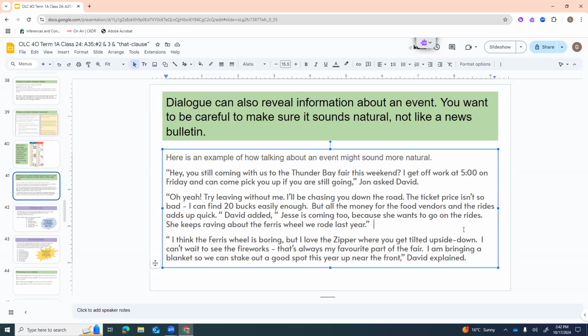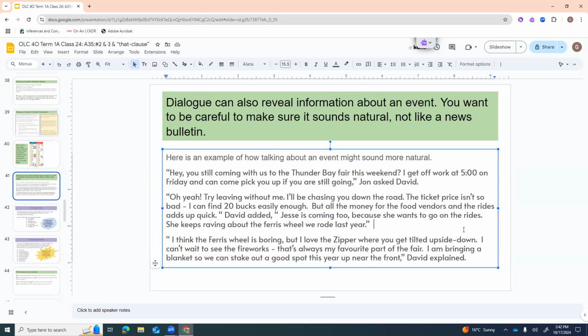But all the money for the food vendors and the rides adds up quick. David added, Jessie's coming too because she wants to go on the rides. She keeps raving about the Ferris wheel we rode last year. I think the Ferris wheel is boring, but I love the zipper where you get tilted upside down. I can't wait to see the fireworks. That's always my favorite part of the fair. I'm bringing a blanket so we can stake out a good spot this year up near the front, David explained.